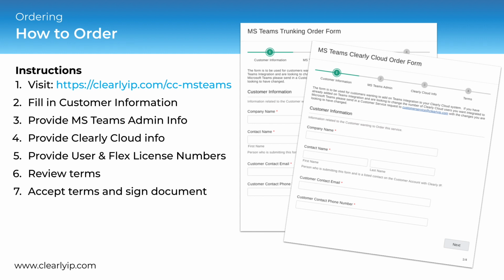We need to work with the Microsoft Teams administrator. This is essential because we are in the ordering process and the provisioning process. We are configuring the enterprise's Teams. So there are permissions that need to be handled back and forth, and there are certain activities that need to be done only by that enterprise's Microsoft Teams administrator. We're going to need the Clearly Cloud information.